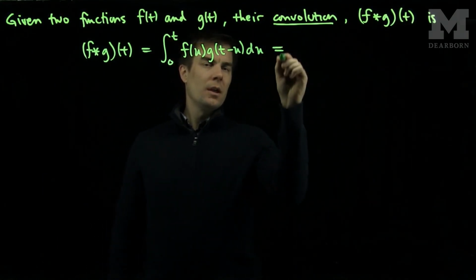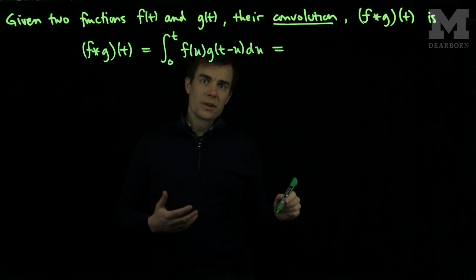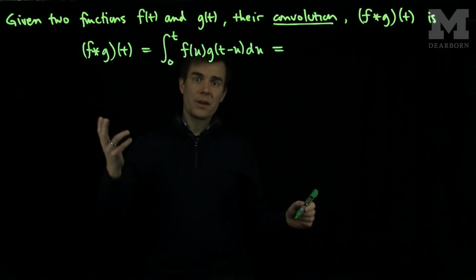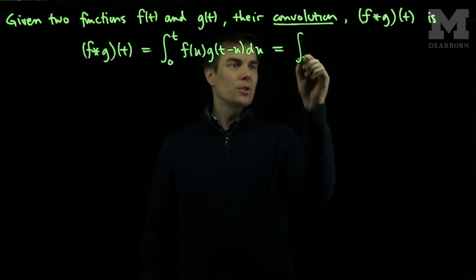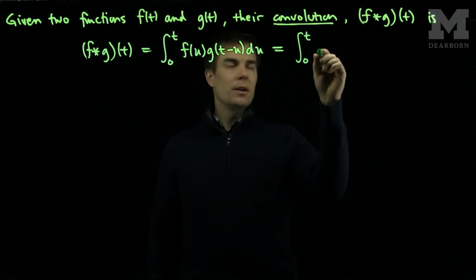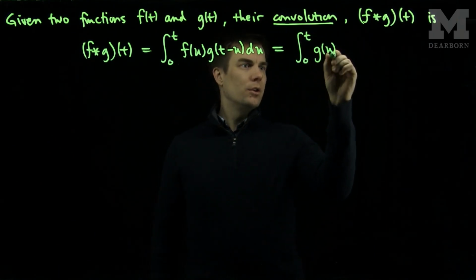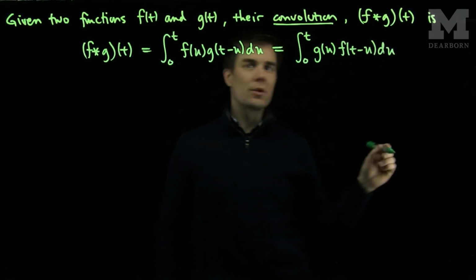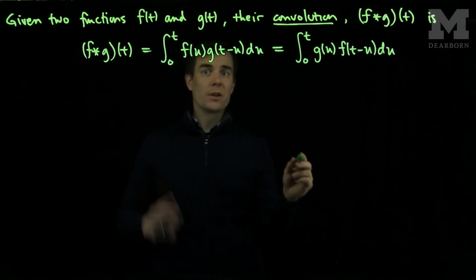One property of convolution that's important is that it's commutative. It doesn't matter if I do f star g or g star f, they give me exactly the same thing. This will also be equal to the integral from 0 to t of g of u f of t minus u du. So the order of convolution doesn't matter. We can do it in either order.